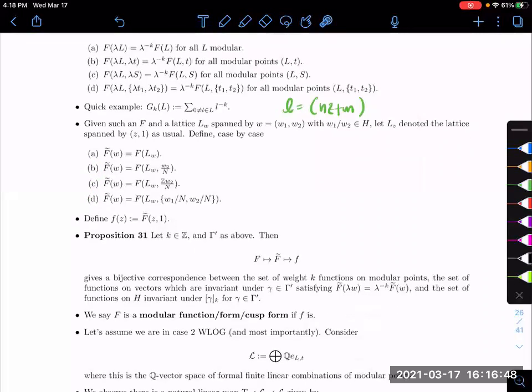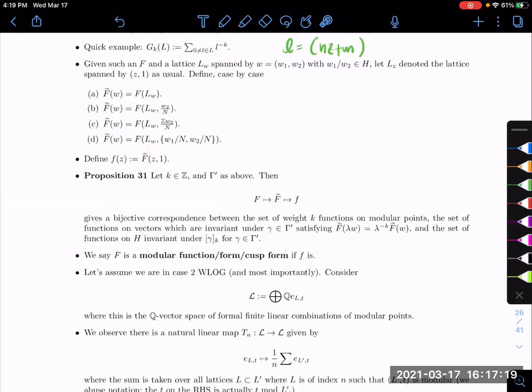But F tilde of W, in the case that the subgroup is gamma sub 1 of n, is going to be F evaluated at L sub W, comma, W2 over n, which is a point of order n, exact order n. So you're taking these weight k functions on modular points, and you're making them easier to understand by giving them all a single input variable w.